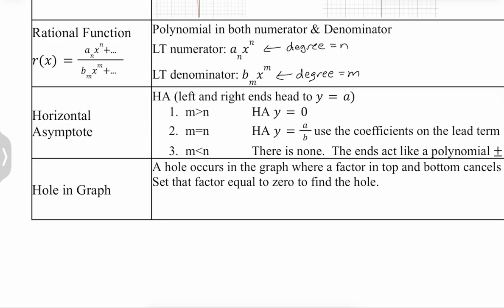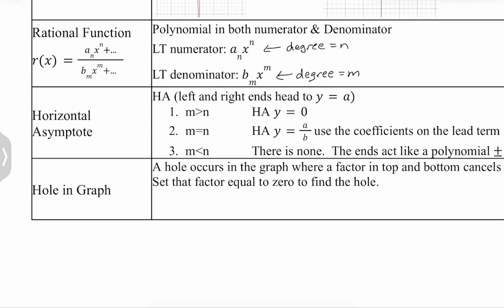If the degree on the bottom is more than the top, so m is bigger than n, then it becomes exactly like the functions we saw up above. If the degree on the bottom is more than the degree on the top, then we always have a horizontal asymptote of 0. We don't have to think about it. If the degree on the bottom is more, we always have a horizontal asymptote at y equals 0.